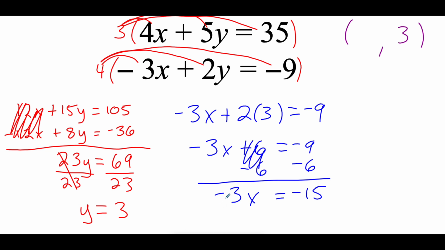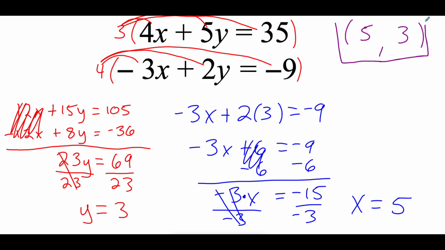We do want to get rid of the negative 3 in front of the x. Negative 3x really means negative 3 times x. So to get rid of that multiplication, we're going to divide everything in here by negative 3. And that should leave me with an x value answer of 5. So I'm going to go back up to my ordered pair. The x value is 5. So the final answer for this system of equations is the point 5, 3.